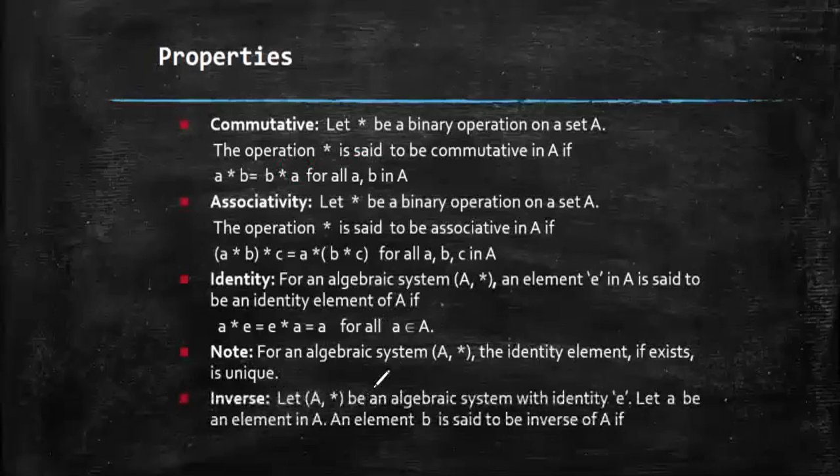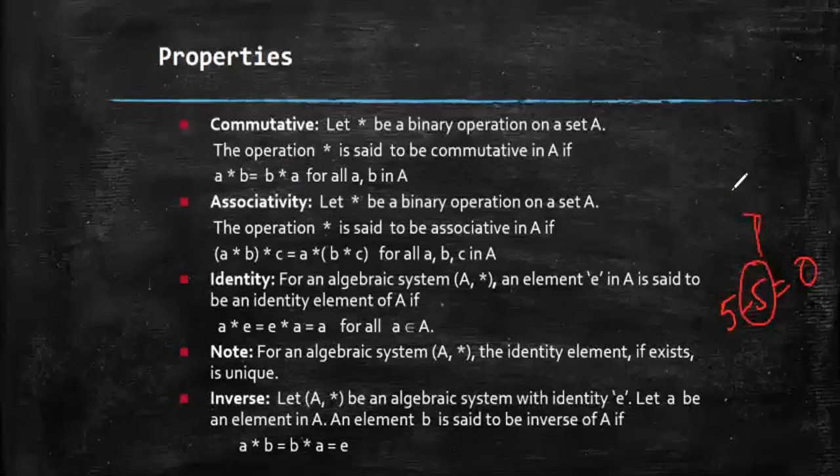And also, what about inverse? Let A star be an algebraic system with identity E, then let A be an element in A, and element B is said to be an inverse of A if it is giving the identity. So if we write, in the case of 5, minus 5 is equal to 0. So minus 5 is the additive inverse of 5. We call this additive inverse in mathematics. So here simply minus 5 is the inverse of 5. And if both of them, with whatever operation is being taken, give you the identity element, then it is known as the inverse.